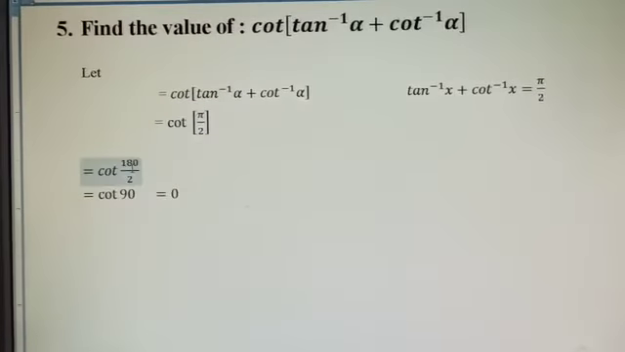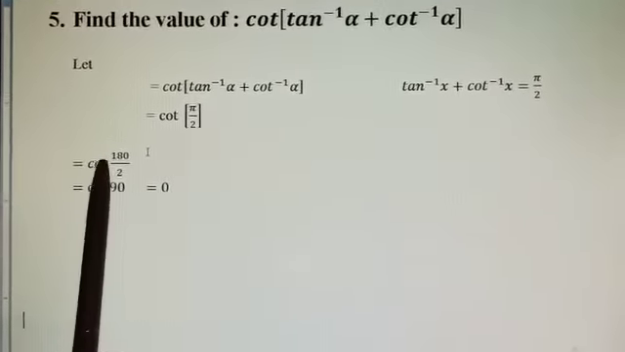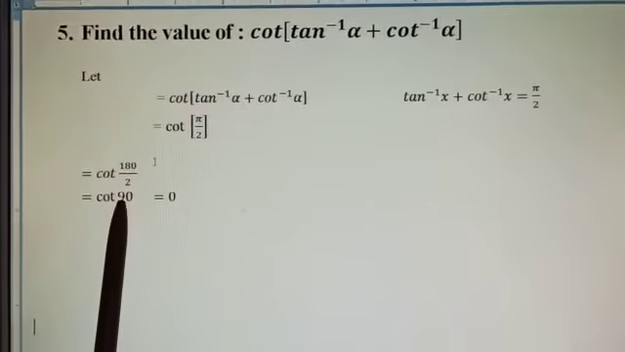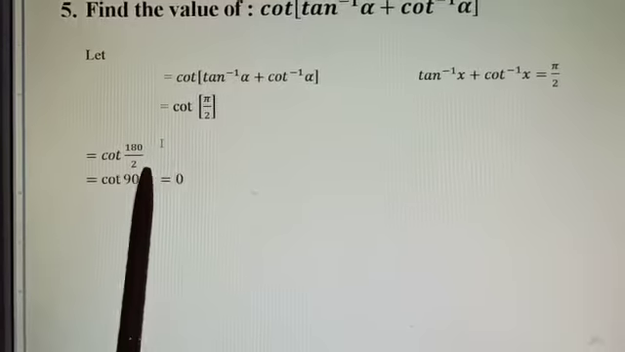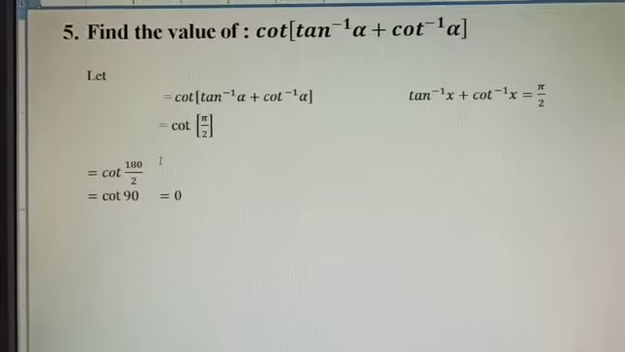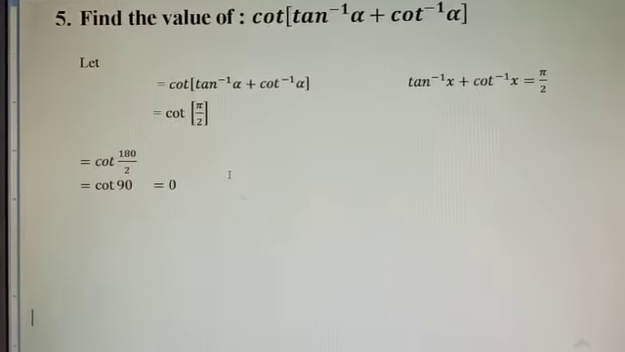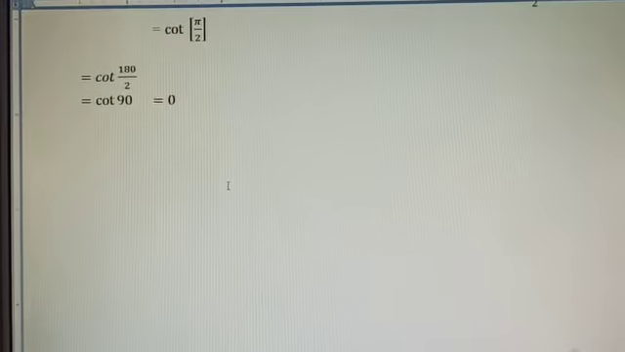What is the pi value? It is nothing but 180 degrees. 180 divided by 2 is nothing but 90 degrees. So therefore cot 90 is nothing but 0. This is the 12th problem in your book. So next we shall pass on to the last problem here.